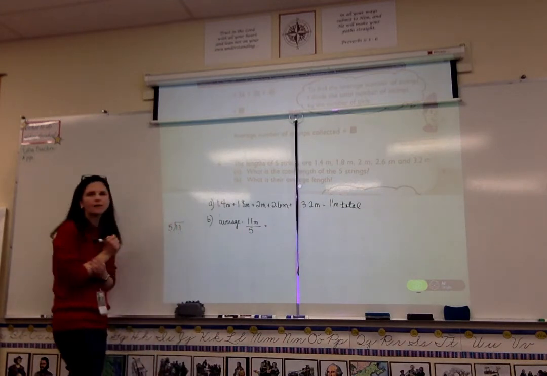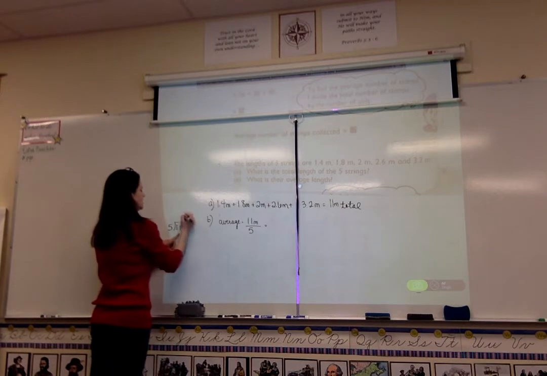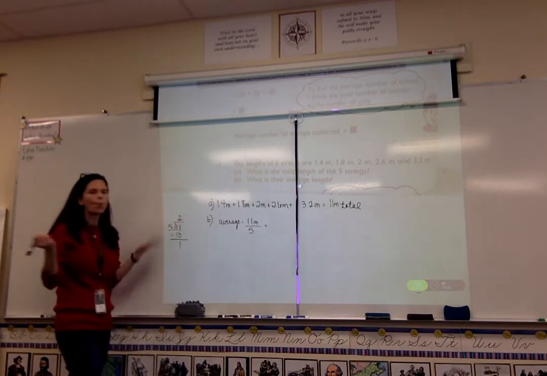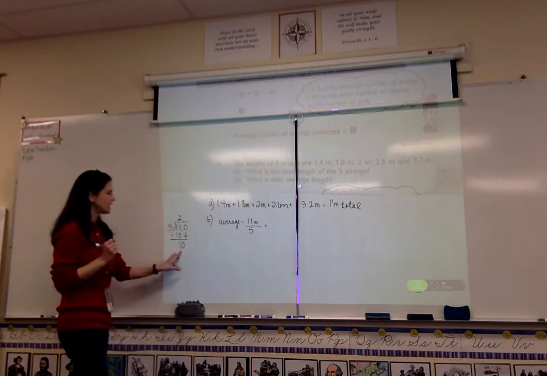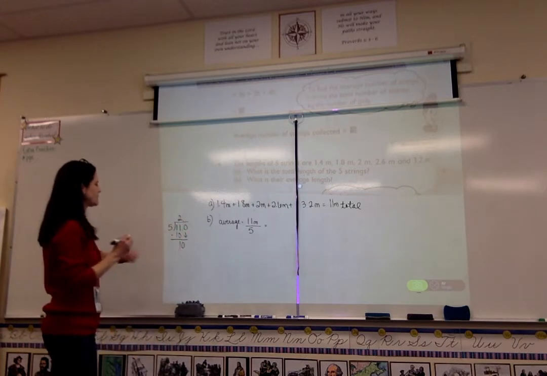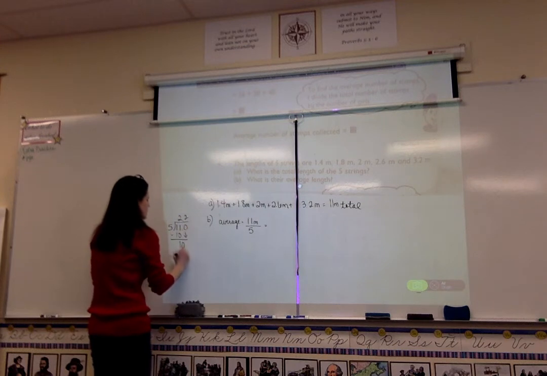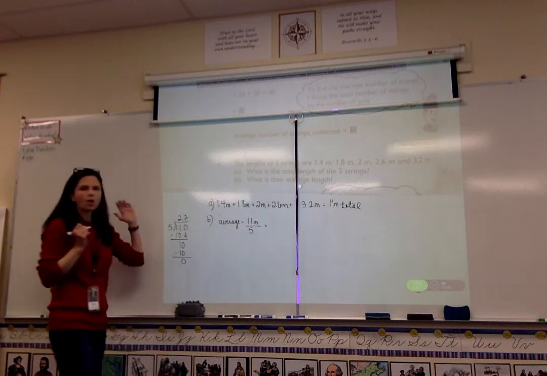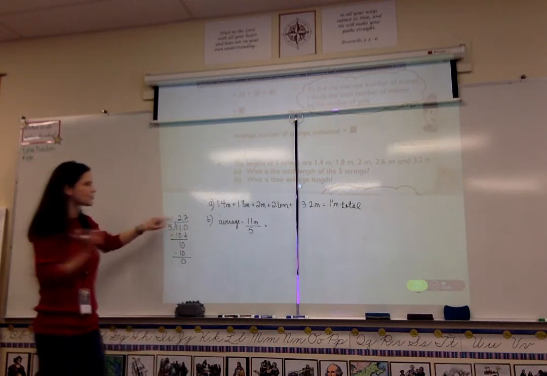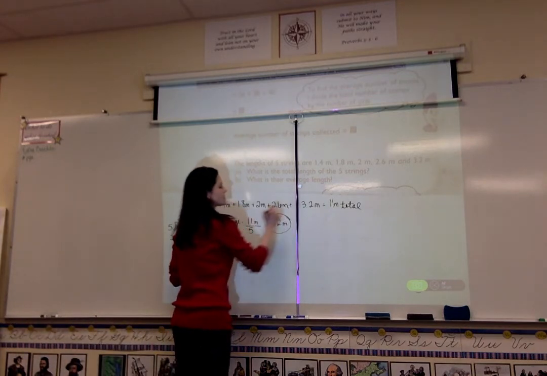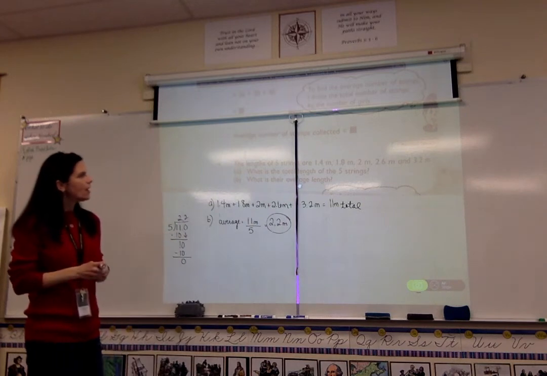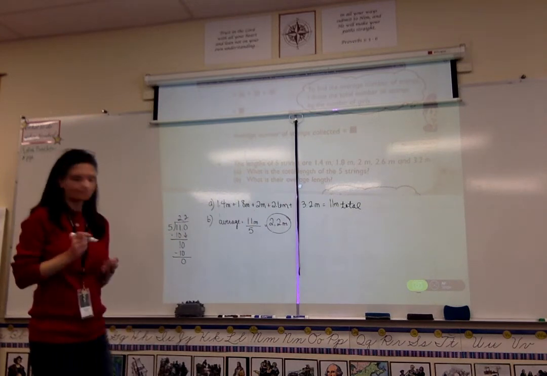11 divided by 5. So 5 goes into 11 2 times. It gives you 10. You have 1 remainder. Well, you can append a 0. Bring that down and rename this as 10 tenths. 5 will go into 10 tenths 2 times for 10 tenths with no remainder. So, therefore, my answer is 2.2 meters is the average length of those 5 strings.